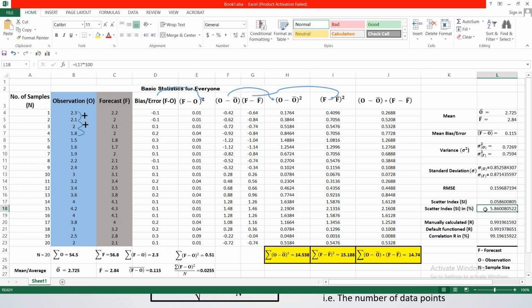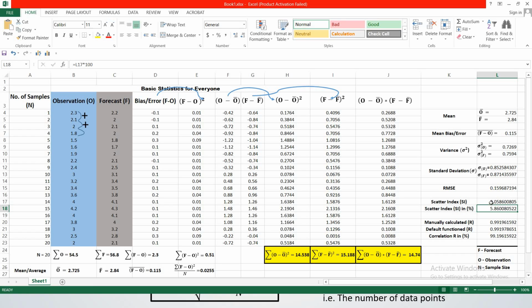If I want to get the scatter index in terms of percentage, I can simply multiply the scatter index by 100. That is, I have to multiply L17, the scatter index value, by 100, so that I get the scatter index in terms of percentage, that is 5.86.